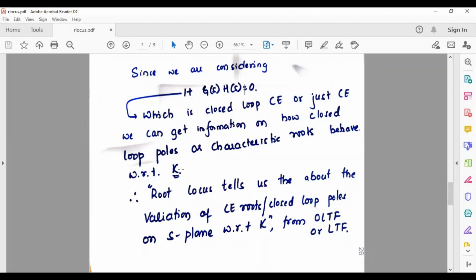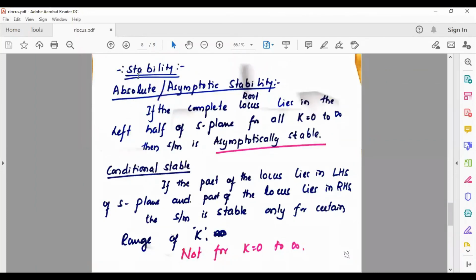Fine. So therefore, what we can conclude from this is that the root locus tells us about the variation of characteristic equation roots or closed loop poles on the S plane with respect to k from the given loop transfer function. So we know the open loop transfer function, but we are plotting the locus for closed loop roots. This is something like the beauty of mathematics, or surprising. We know the open loop and we are evaluating the stability of the closed loop. So the final conclusion we can make is about the stability of the system.